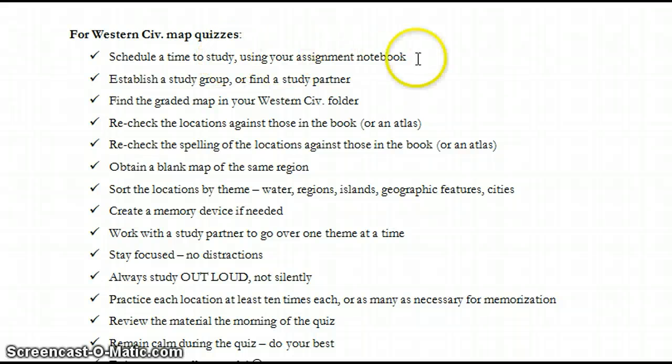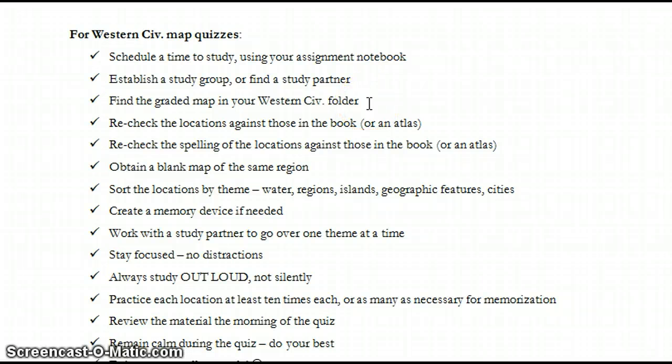Again, the first thing you need to do is schedule a time to study. Set some time aside. That could be in your study hall, could be over a weekend, whatever time you've got free before practice or after dinner or whatever it might be. Make sure you pencil it in your assignment notebook so that it's a dedicated time slot. Use your same study group or study partner that you've already established in Western Civ.